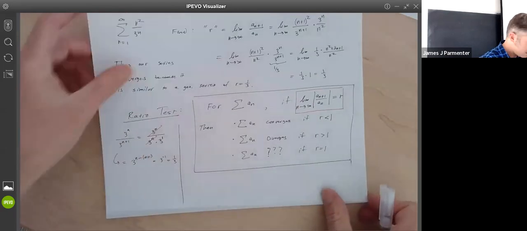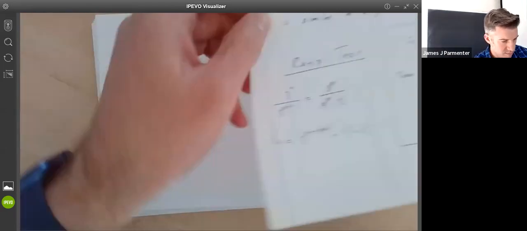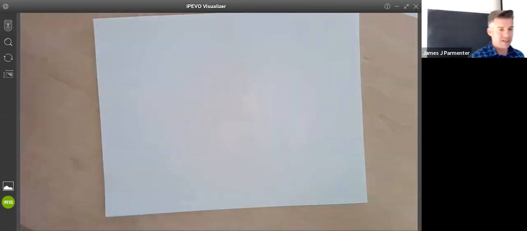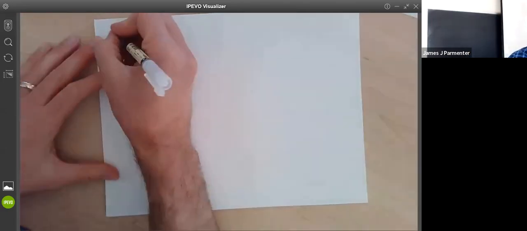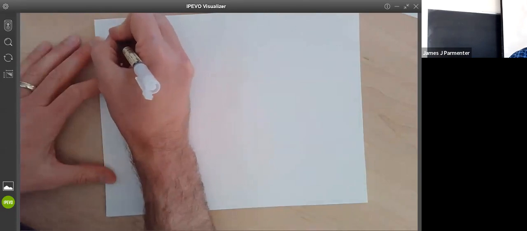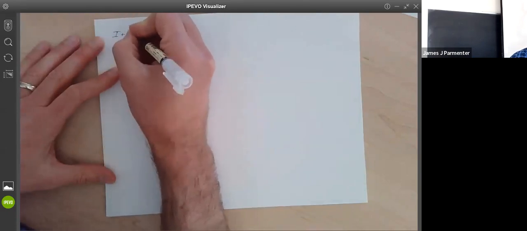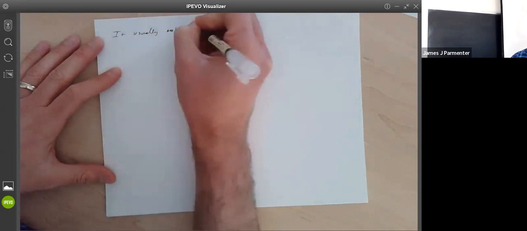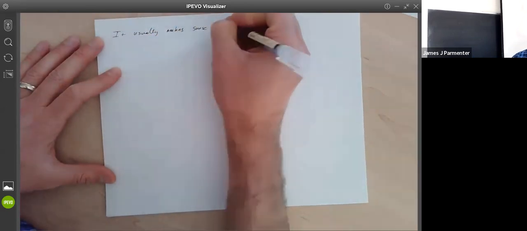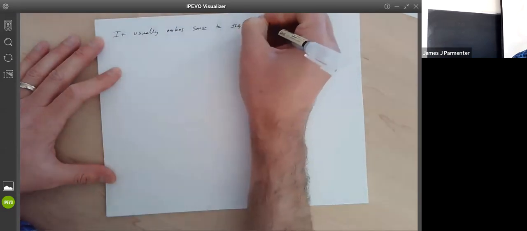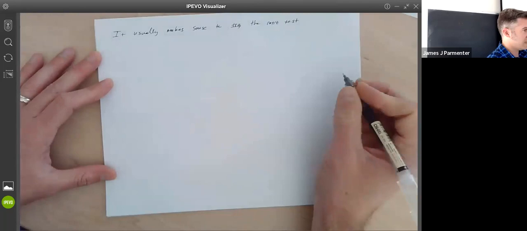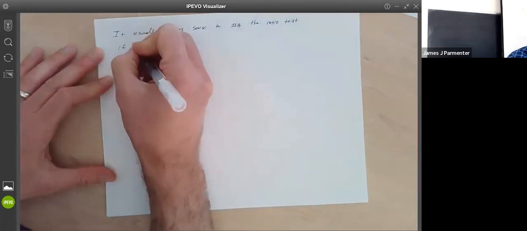Okay, so let's look at some examples. I should actually point out it usually makes sense to try the ratio test. Doesn't mean it's always going to work. It usually makes sense to try the ratio test if you see one of 2 things.